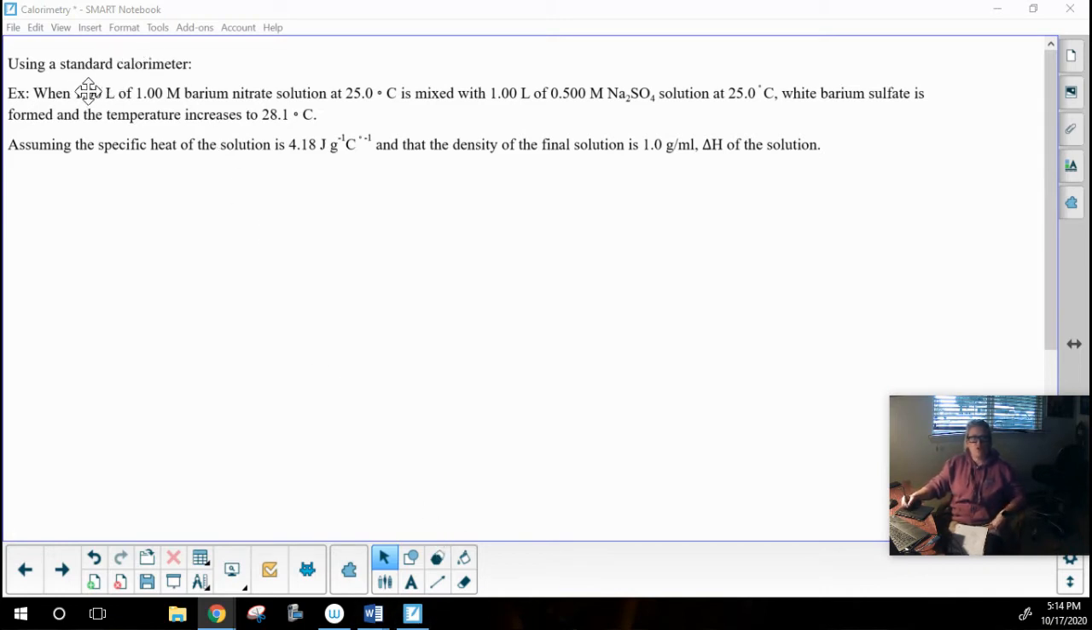So when 1.00 liter of a 1.00 mole per liter barium nitrate solution at 25 degrees Celsius is mixed with 1.00 liter of a 0.500 mole per liter sodium sulfate solution at 25 degrees Celsius, white barium sulfate is formed. So that's the product we want. And the temperature increases to 28.1 degrees Celsius. We're going to assume the specific heat is basically that of water, and that the density is basically that of water. We're going to find the enthalpy of the solution.